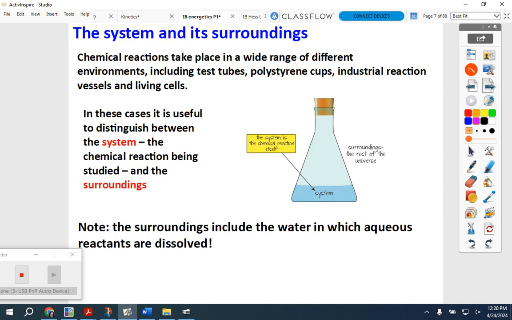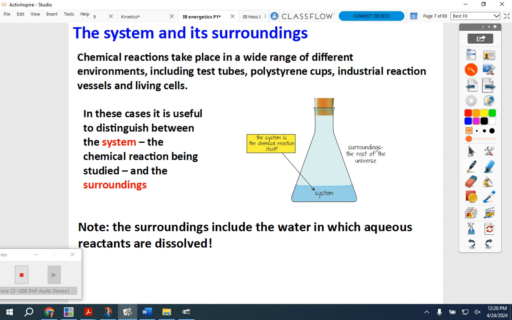When we're talking about a chemical reaction, we talk about whether it is absorbing heat or releasing heat, and we're talking about the reaction relative to its surroundings, the system of the reaction relative to the surroundings. It's important that you know that for a reaction happening in an aqueous system, the surroundings include the water.